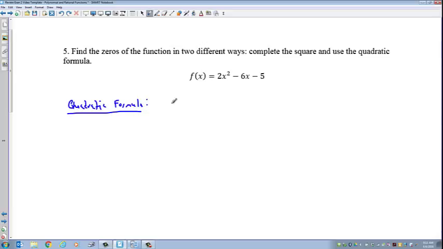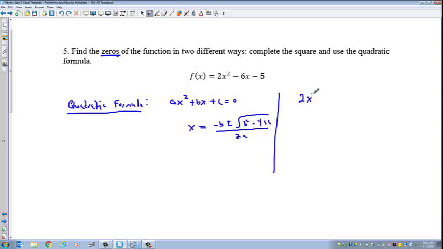It says if you have an equation ax squared plus bx plus c equal to 0, then you can find the roots x equal to negative b plus or minus the square root of b squared minus 4ac all over 2a. And that's basically what we have here, because it says find the zeros. So what we want to do is set this thing, 2x squared minus 6x minus 5, equal to 0, right?